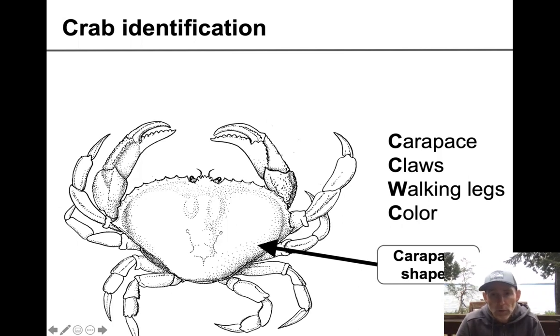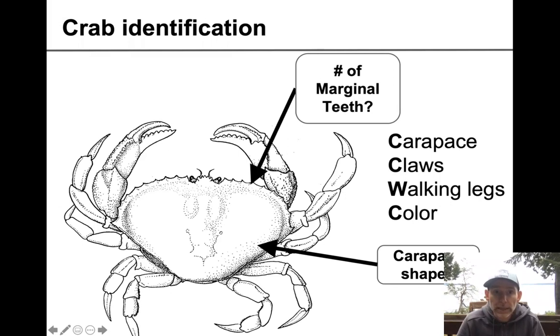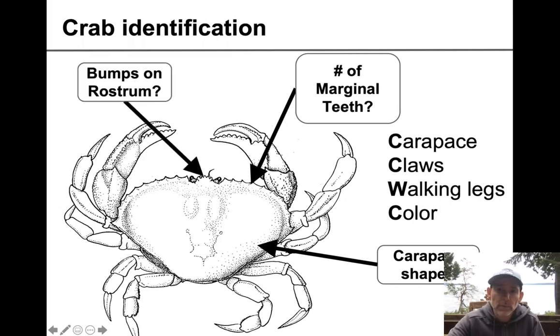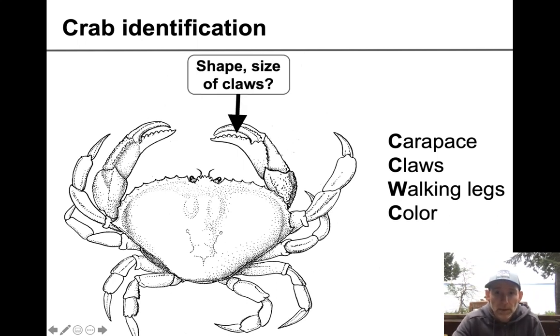So first of all, what is the shape of the carapace? How many marginal teeth, and what is the shape of those marginal teeth? Between the eyes, are there bumps to the rostrum? Moving on to the claws, what's the shape and size of the claws? What about the dentition, so the teeth on the claw itself?